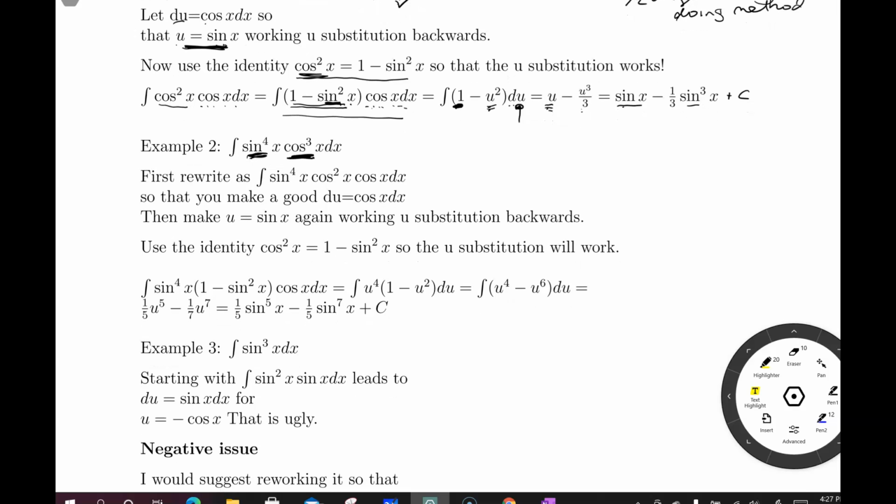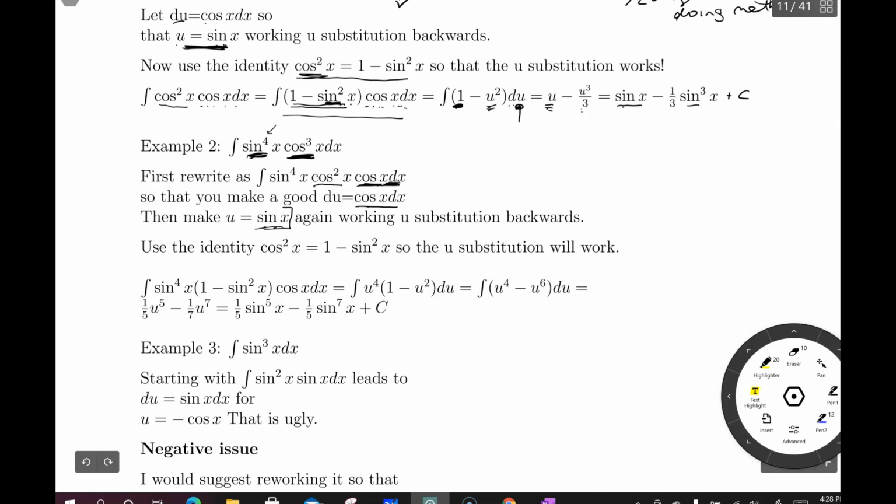So we have to choose whether I'm going to peel off a sine or a cosine for my good du. I always want to leave even powers. Since sine is already to an even power, I'm going to leave it. And I'm going to take this cosine cubed and write it as cosine squared times cosine. I'm going to write the cosine with the 1 power beside the dx, because that's going to be my good du. So here it is again: du is cosine of x dx. I'm going to let u equal sine of x, because I'm working u substitution backwards, right? Starting with the du, there's the u.